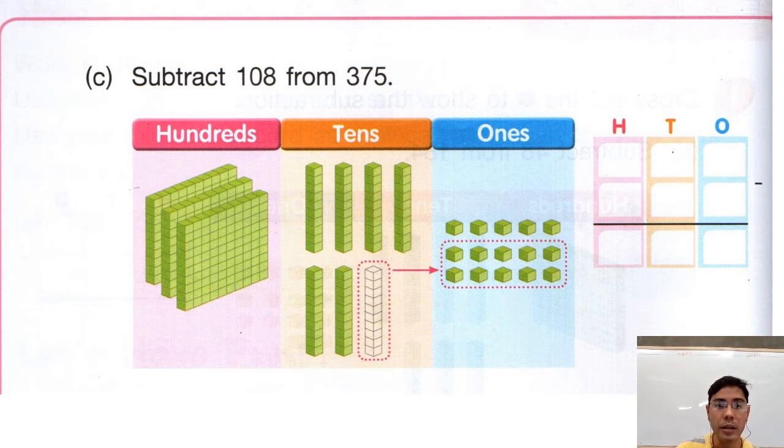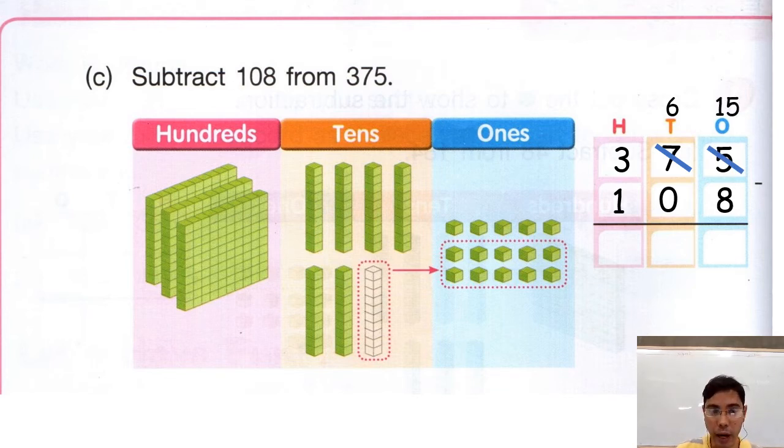108 take away from 375. Let's fill in the blanks. 375 minus 108. Let's start. 8 is a big number and 5 is a smaller number. So we borrow from our neighbor. So 7 from the tens place will become 6. And 5 from the ones place will become 15. Now we can subtract.